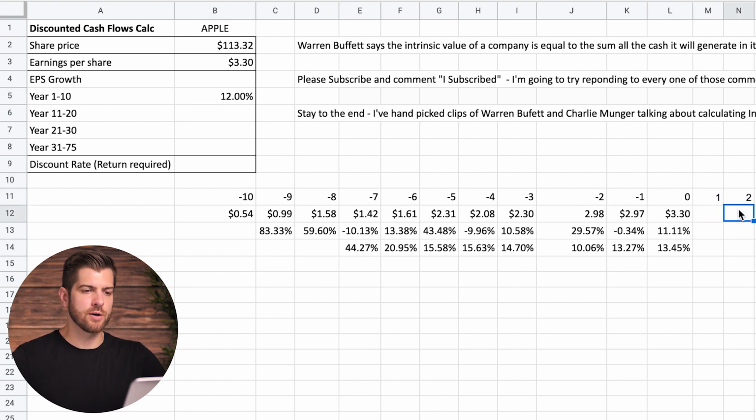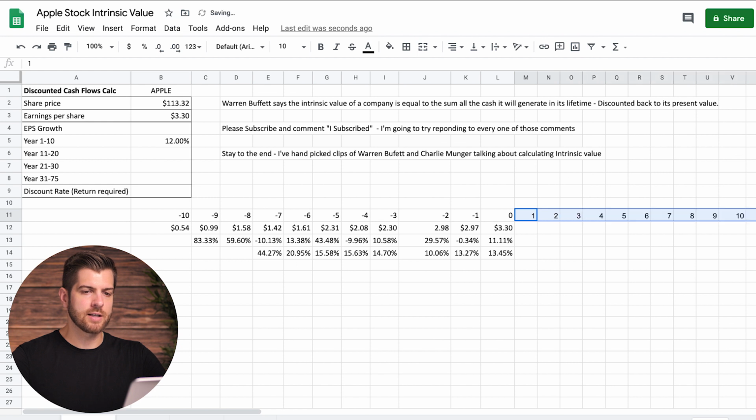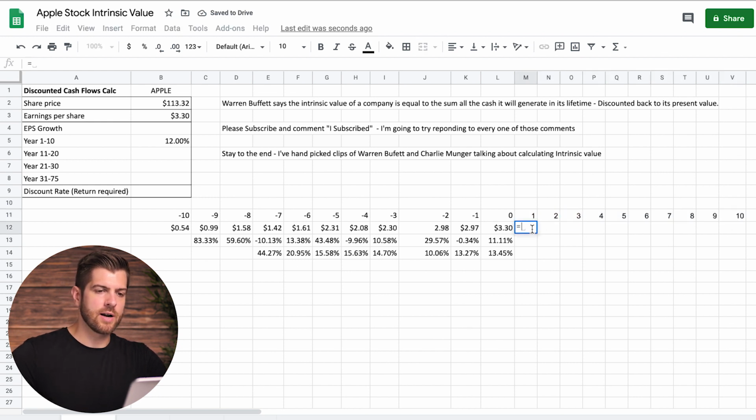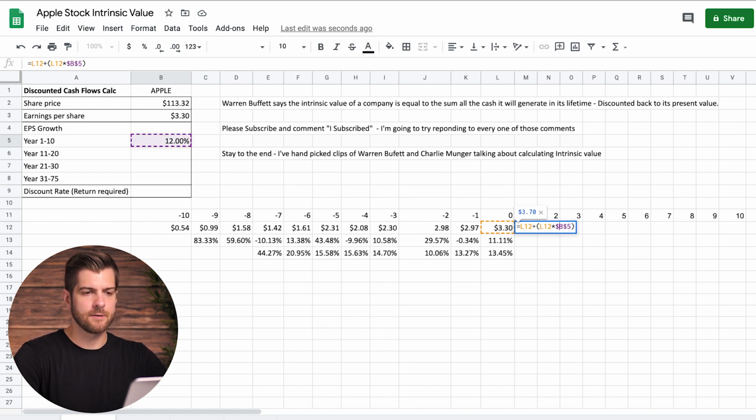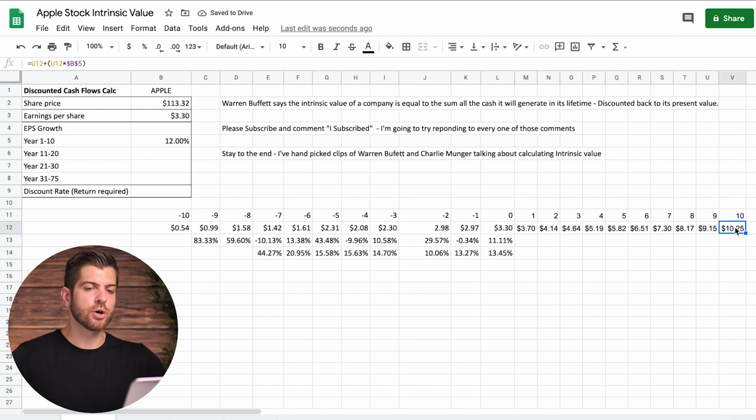Okay, so let me throw in some more years here. And I'm just going to drag that out. And we're going to say, all right, so next year, the earnings will be equal to 12% more than the previous year. So next year, if the earnings grow by 12%, it'll be $3.70 earnings per share. If we drag this out to 10 years, we can see by year 10, the earnings per share, if they grow at 12% per year, will be $10.25.